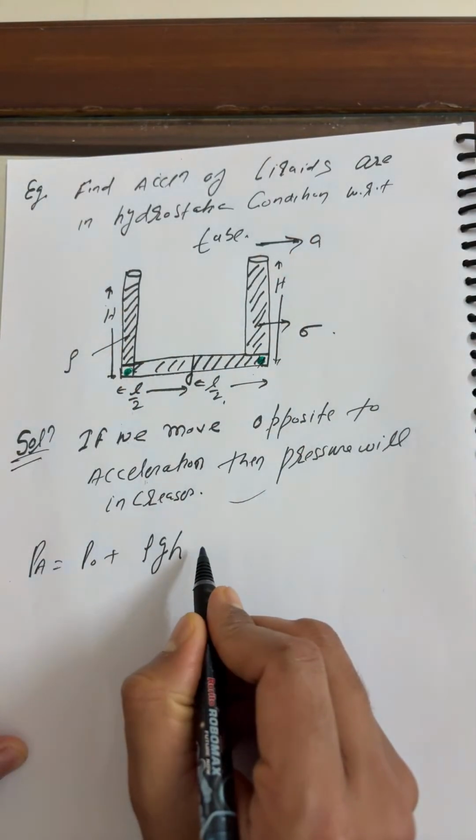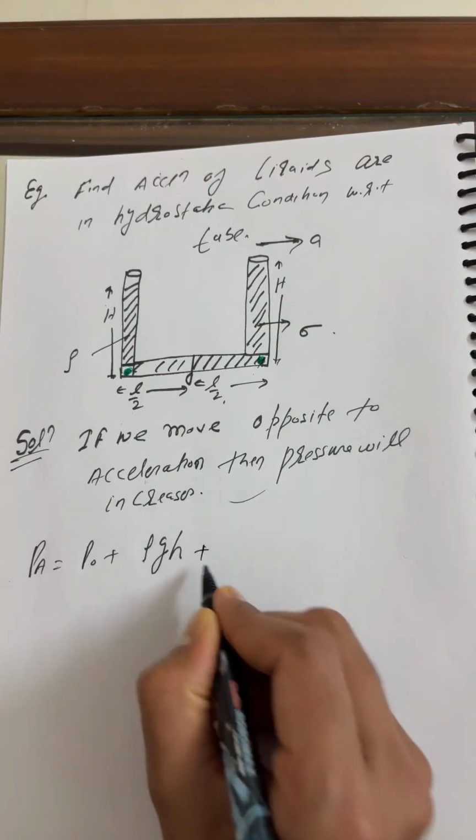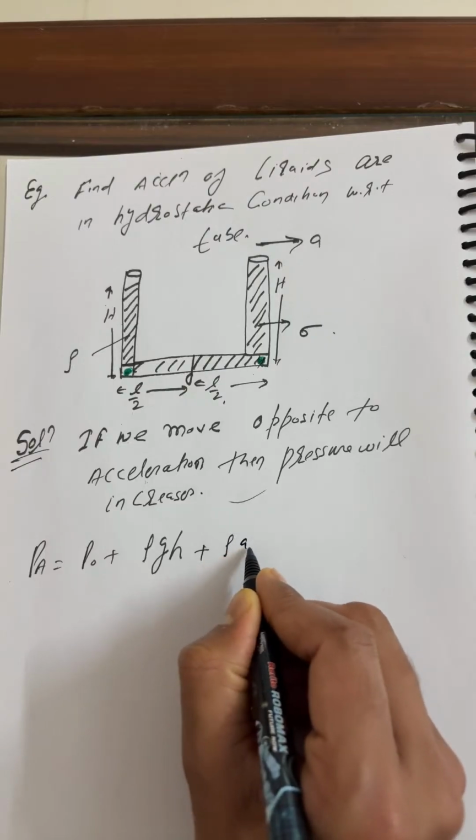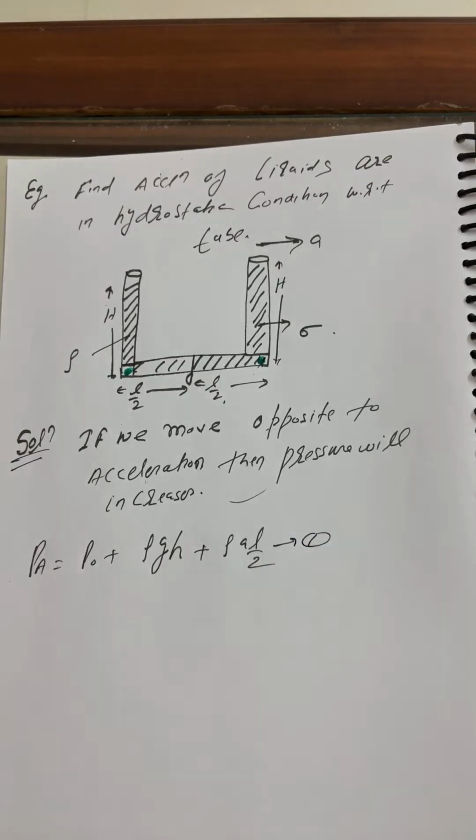So what you can see, this is plus rho A L by 2, equation number 1.